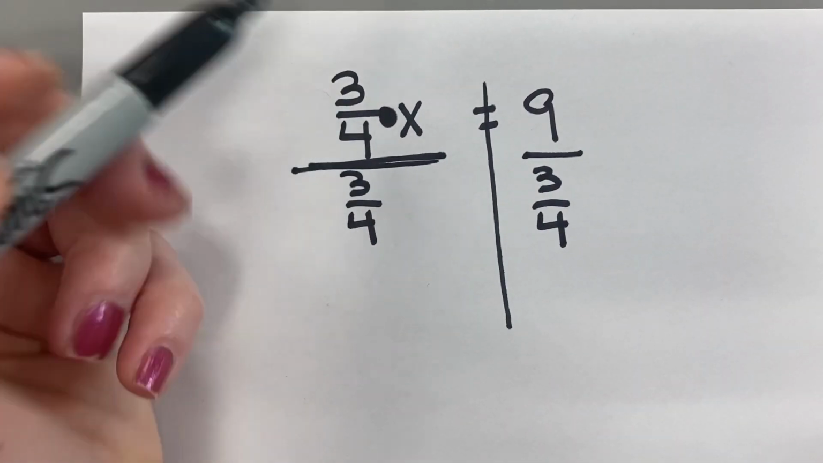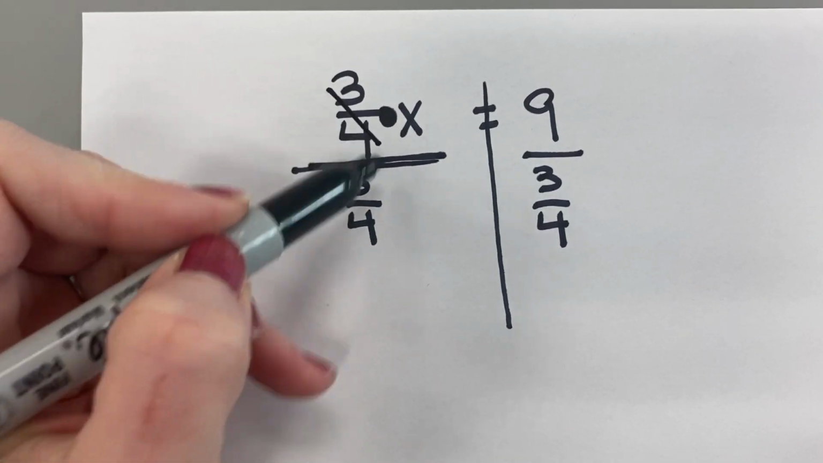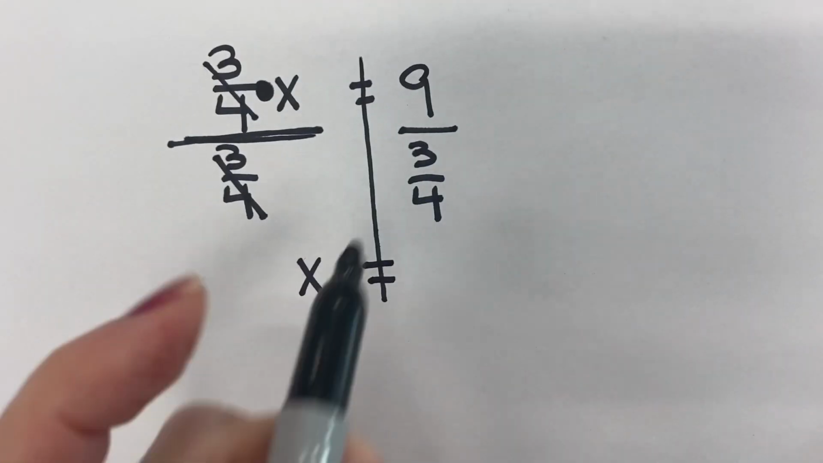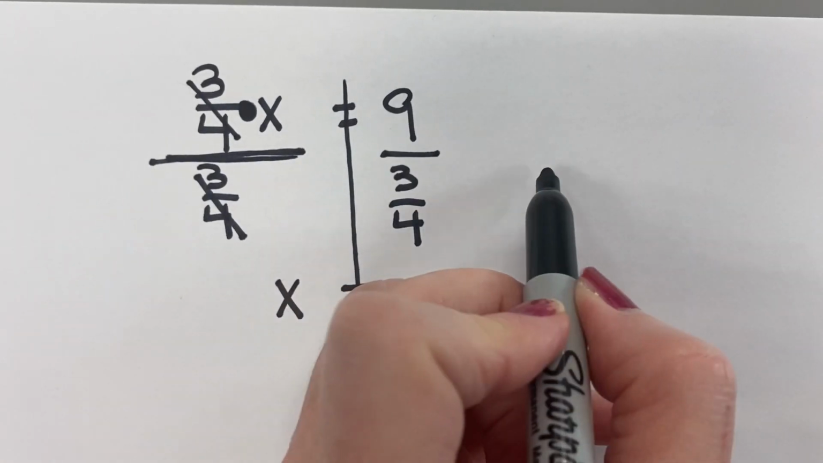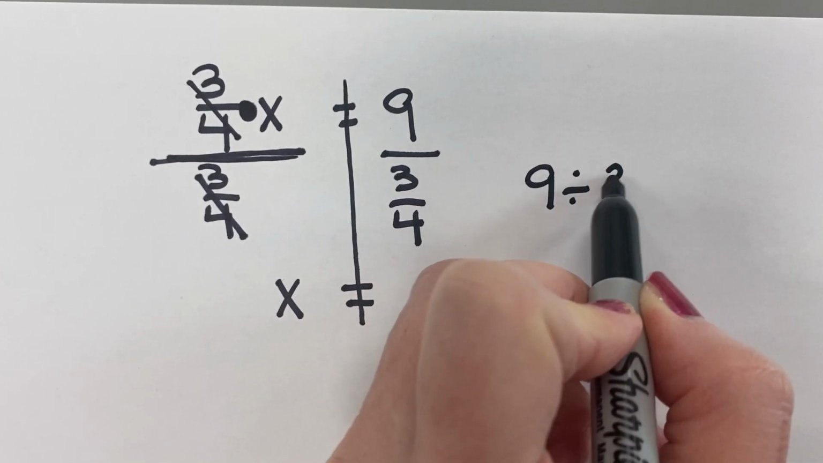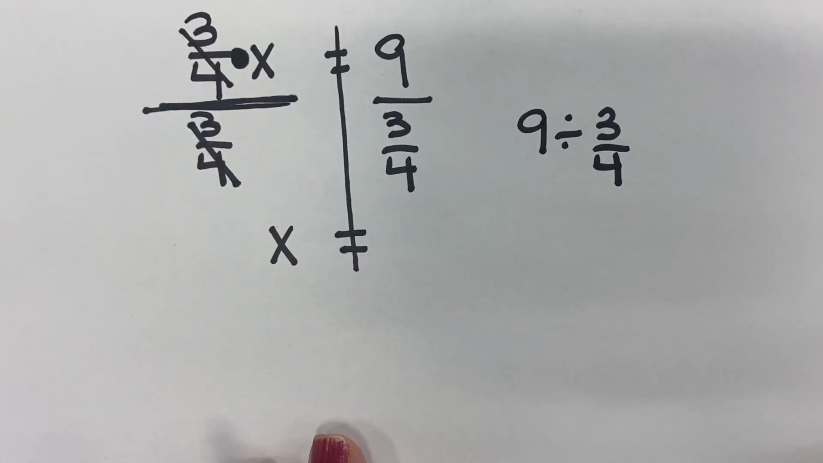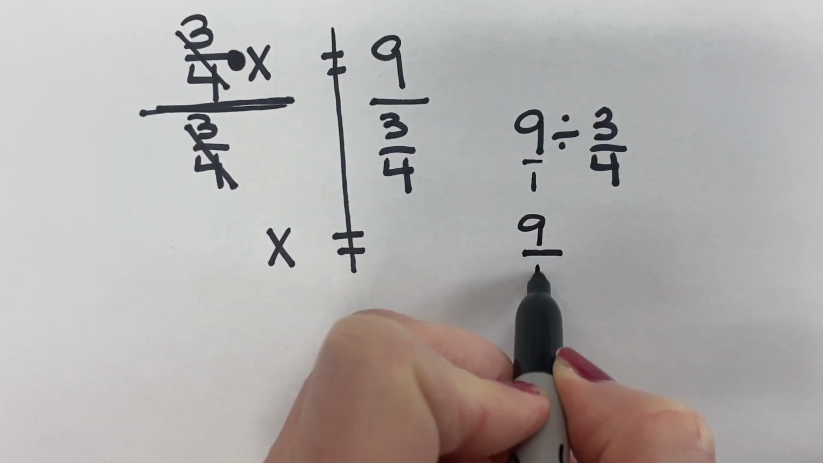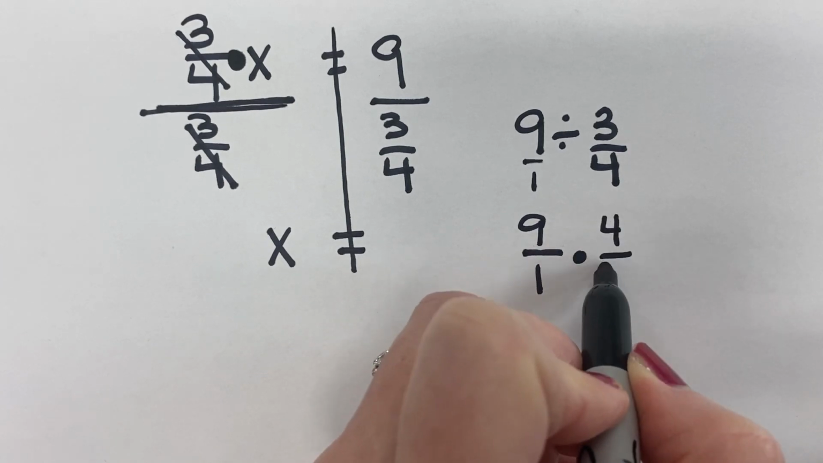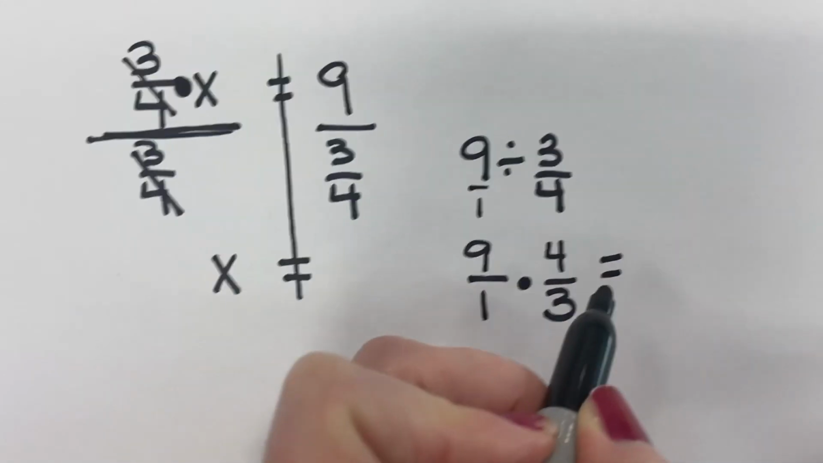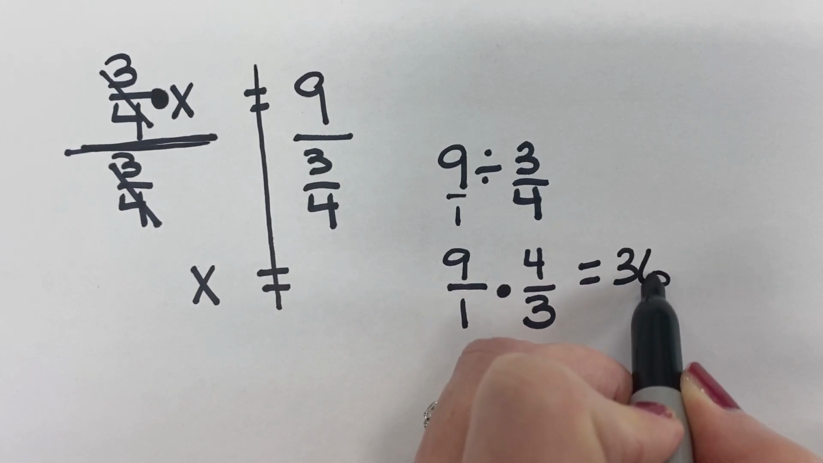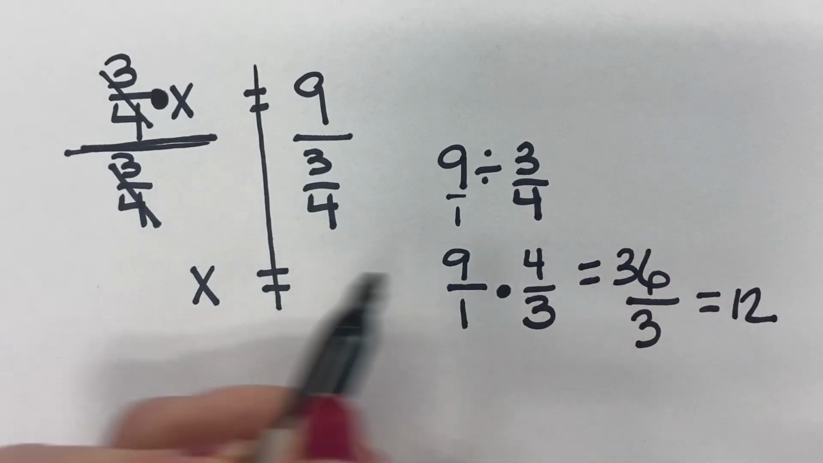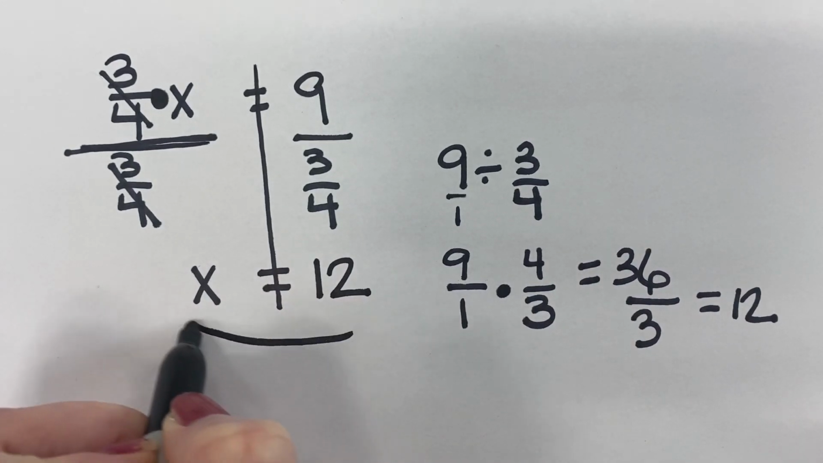Now, 3/4 divided by 3/4 is just 1, and 1 times x is x. On the right side, we're going to have to do a little side work. 9 divided by 3/4. Boy, it's been a minute since we did this. If we think of that as 9 over 1, then that is 9 over 1 times the reciprocal 4/3. And we can zip zap. 9 times 4 is 36. 1 times 3 is 3. And 36 divided by 3 is 12. So x will be 12.